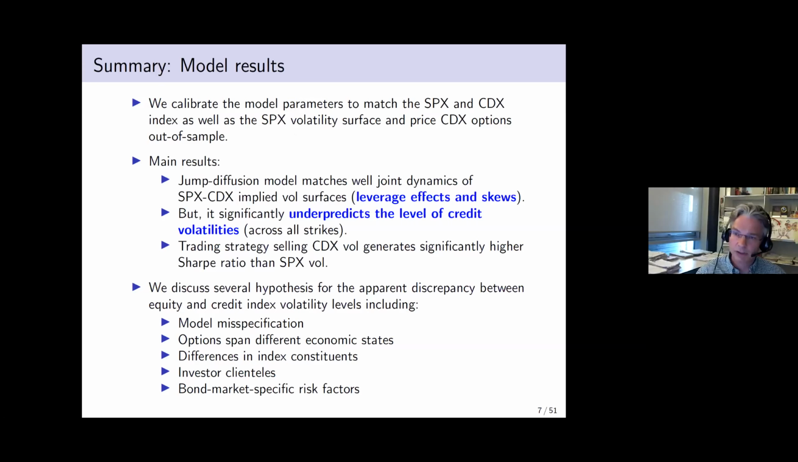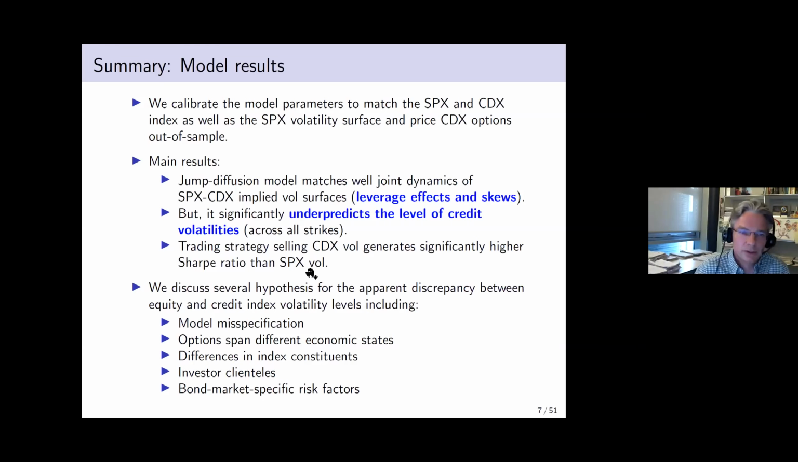That is, the model does a good job at getting the leverage effects and the skews of both markets correctly. However, the level of the credit volatilities is underpredicted across all strikes by the model. At first you might think, well, this is maybe a problem with the model, and we'll try to discuss that. But we also find that, consistent with this result, a trading strategy that sells volatility through the credit options generates a much higher Sharpe ratio than a trading strategy that sells volatility via the SPX options.